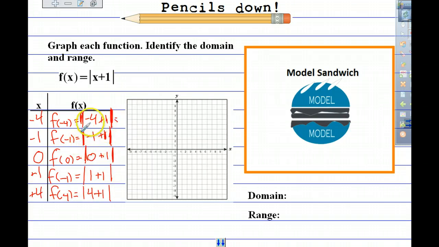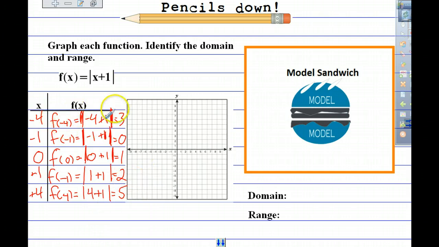So, here we go. -4 plus 1 is -3. Absolute value of -3, though, is 3. -1 plus 1 is 0. Absolute value of 0 is 0. 0 plus 1 is 1. Absolute value is 1. 1 plus 1 is 2. Absolute value is 2. And 4 plus 1 is 5. Absolute value is 5.